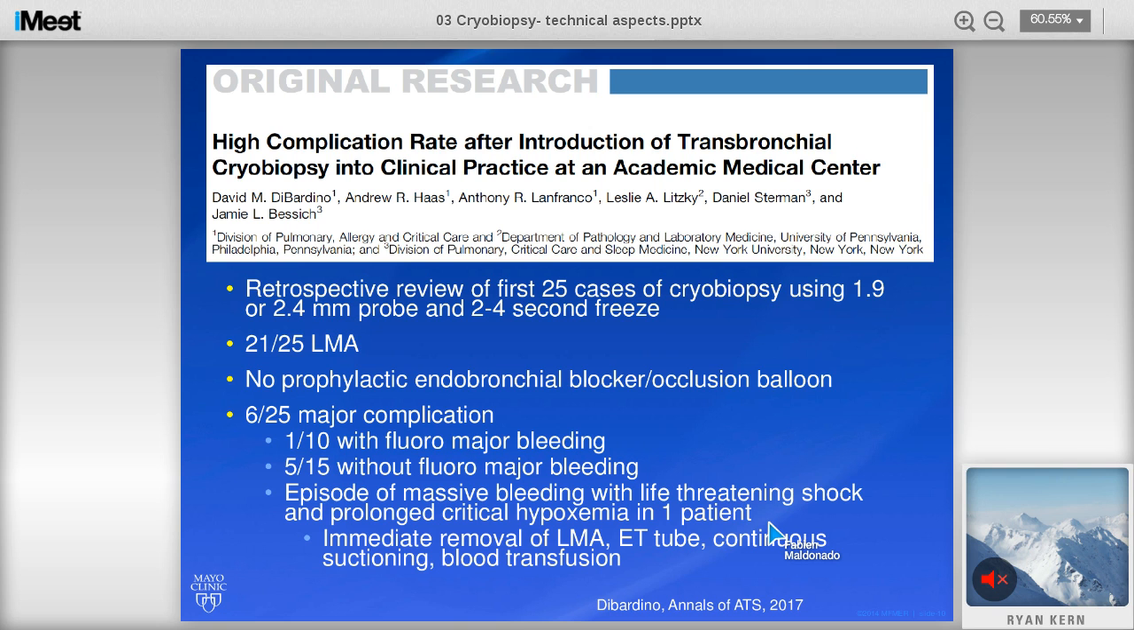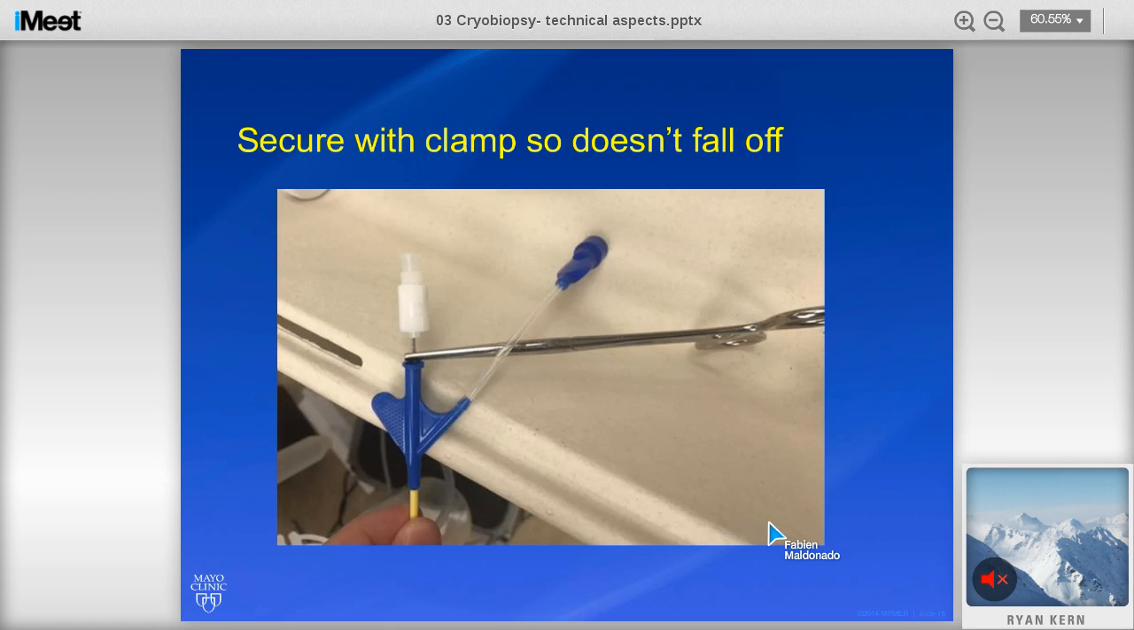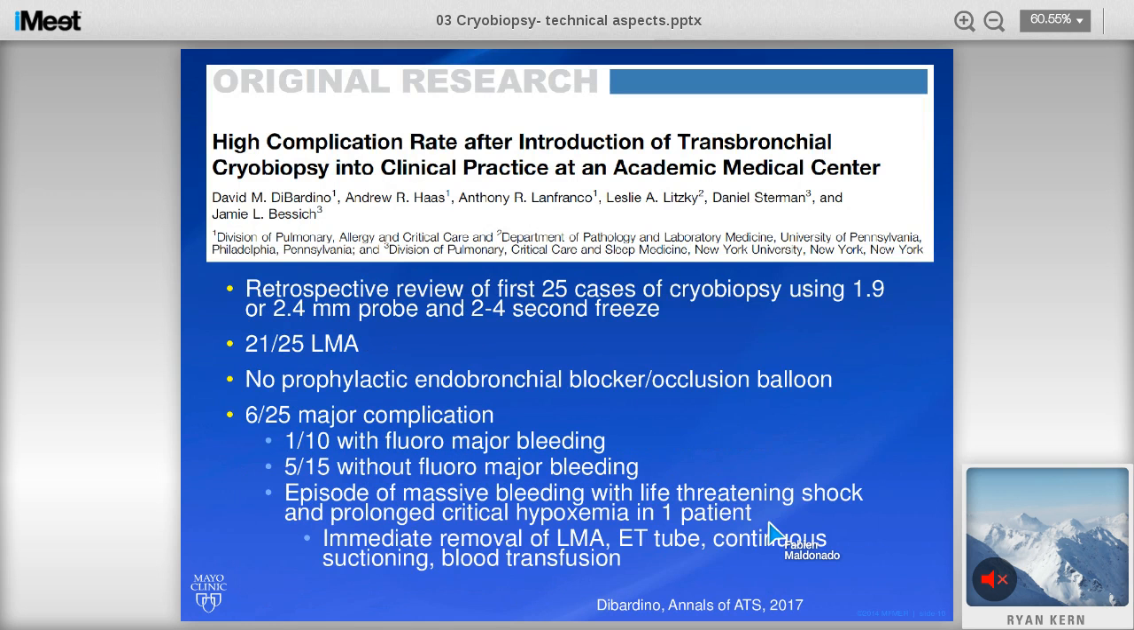And they looked at their first 25 cases of cryobiopsy using a variety of sizes of probes with a 2 to 4 second freeze. They did use an LMA in 21 out of 25 patients. They didn't have any bronchial blocker or any occlusion balloon. And importantly, they had, back, please. They had 5 out of 15 without fluoro with a major bleed, and in fact, they had an episode of near catastrophic bleeding with life-threatening shock and prolonged critical hypoxemia. And I think this really comes down to, when we're doing preventative measures in medicine, how many unnecessary procedures do we need to do to prevent one critical event like this is described. And so, next slide, please.